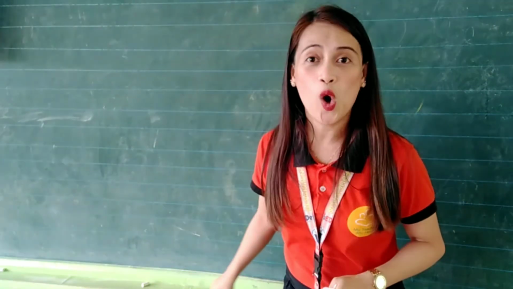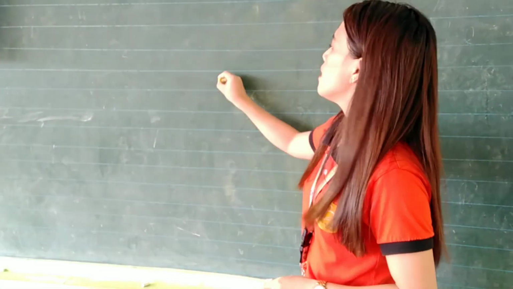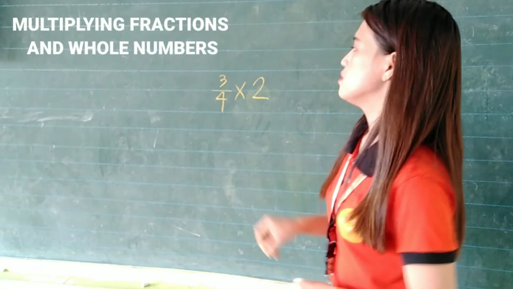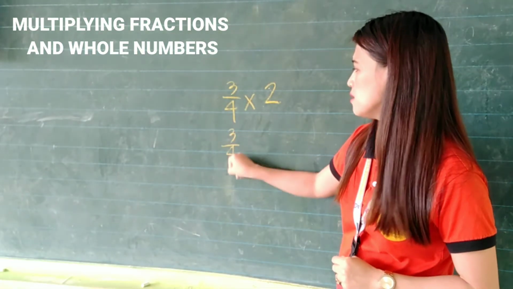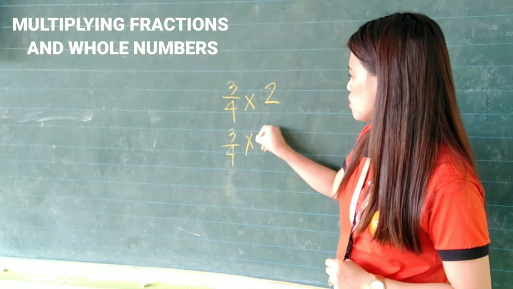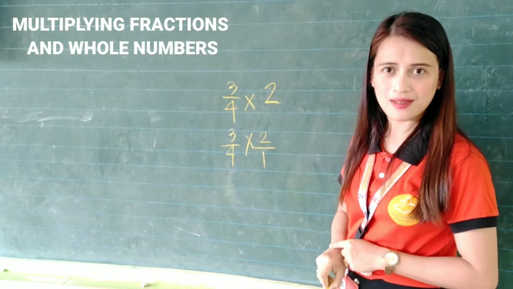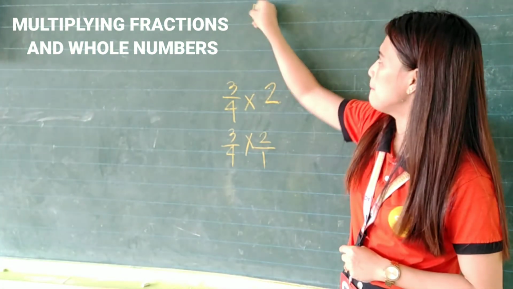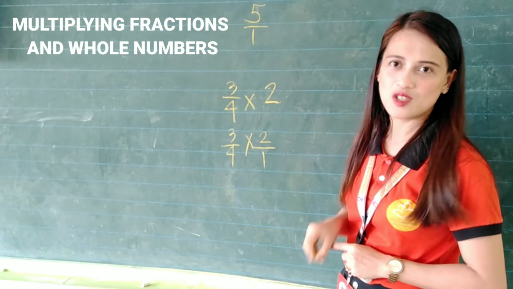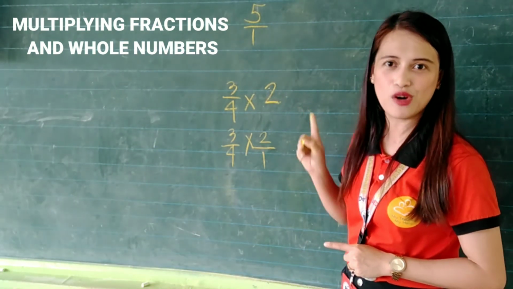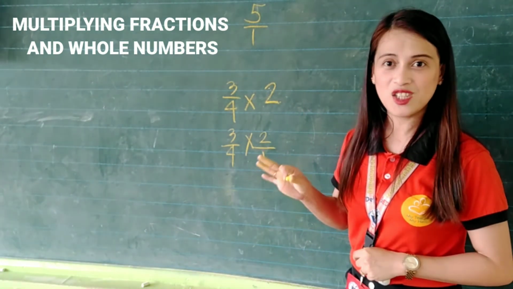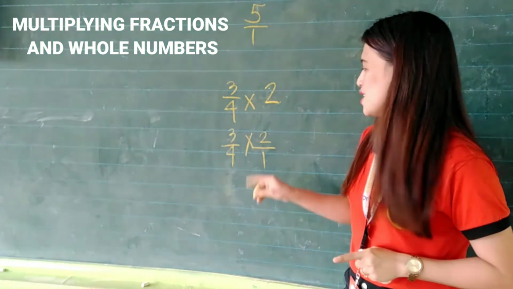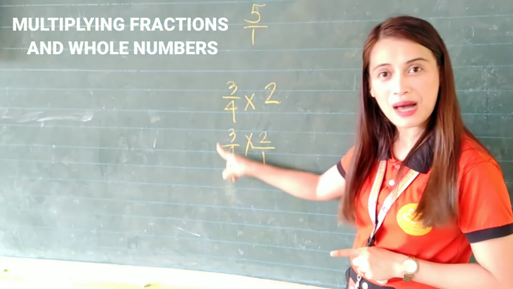So what if whole number lang? For example, 3/4 times 2. Just copy 3 over 4 times si 2, ibot 2 man na siya. Butangan lang 1 sa baba, because 2 over 1 is equals to 2. Kapag 5 ang whole number, butangan lang 1 sa baba. So, 5 over 1. Basta whole number ganito siya, kids. Butangan lang natin siya number 1 sa baba para mag-fraction. So, 2 over 1 na siya. So, pwede na tayo maka-multiply.